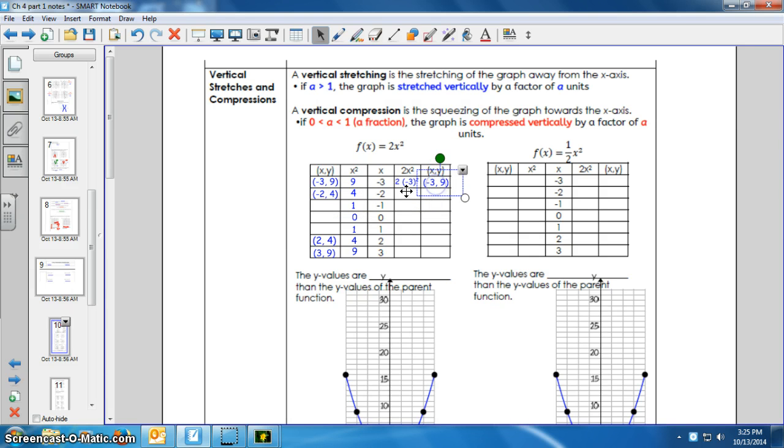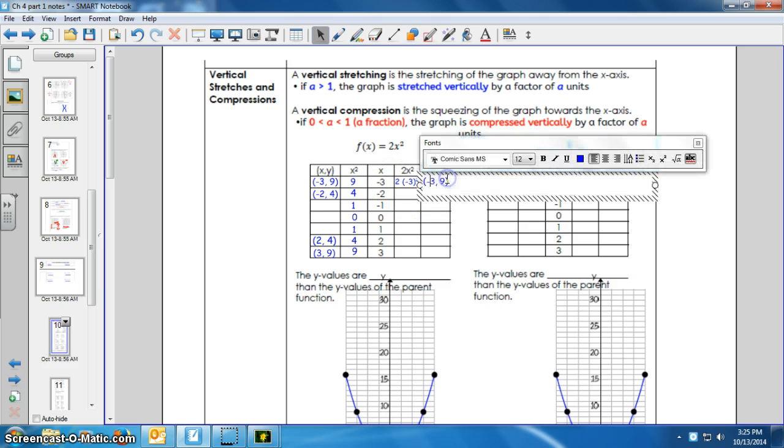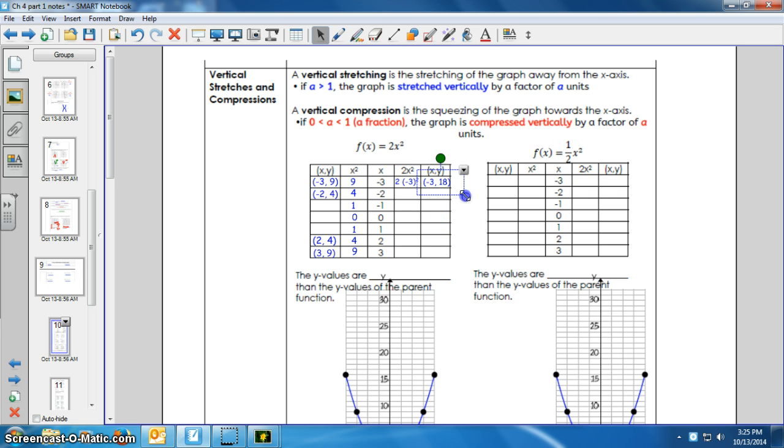So if we plug -3 in, we get -3 squared, which is 9, 9 times 2, which is 18. So my output here is 18. Or if you notice, it's twice the output of the parent function, because we had 9 over here. Well, here we have 18 because it's 2x squared. So it's twice as large.